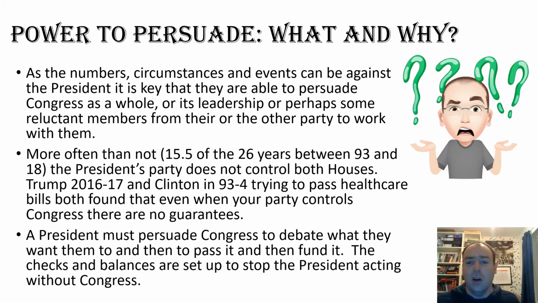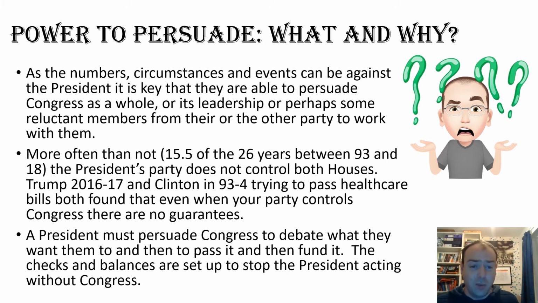So more often than not, 15 and a half years of 26 years between 93 and 18, so that's well over half, the President's Party doesn't control both houses. Even when they do, and we've looked at the Trump example, there's also a Clinton example from 93, 94, again, ironically, both times trying to pass healthcare bills, they found that even though their party controlled both houses, there's no guarantee you'll get it through. It's not all the numbers, particularly if it's healthcare, strangely.